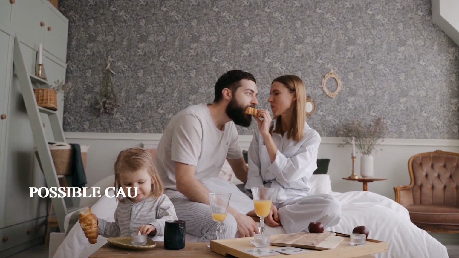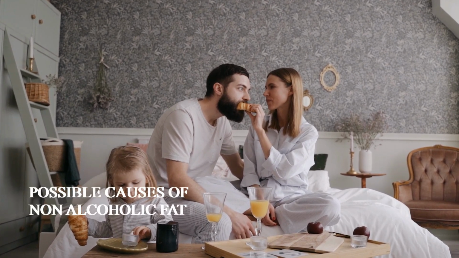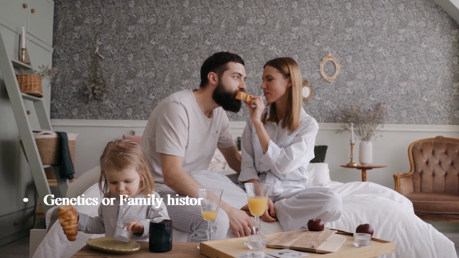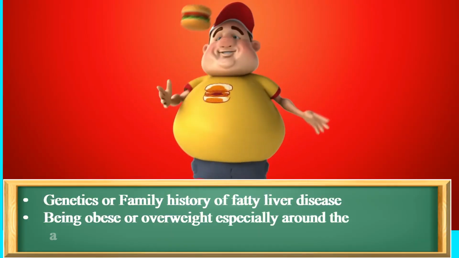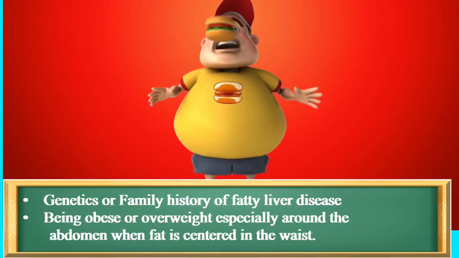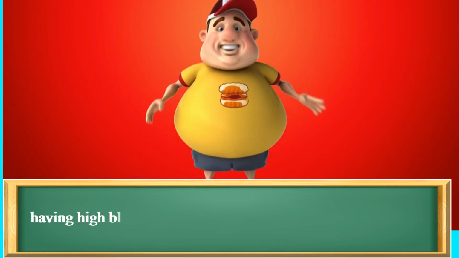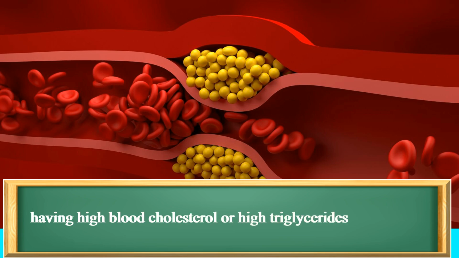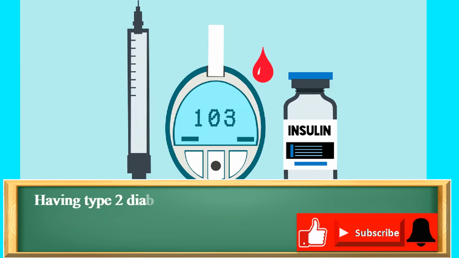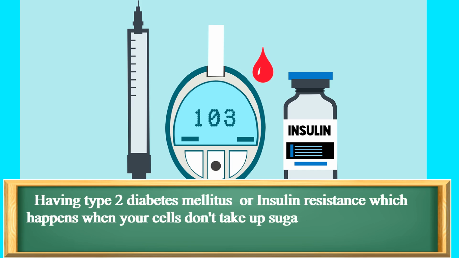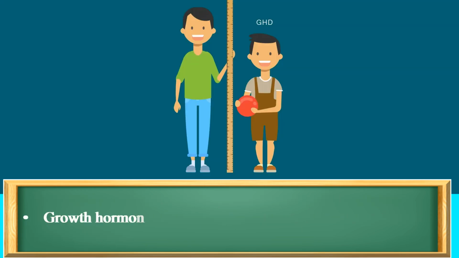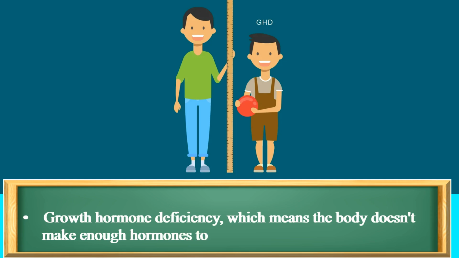Possible causes of non-alcoholic fatty liver. Genetics or family history of fatty liver disease. Being obese or overweight, especially around the abdomen, when fat is centered in the waist. Having high blood cholesterol or high triglycerides. Having type 2 diabetes mellitus or insulin resistance, which happens when your cells don't take up sugar in response to the hormone insulin. Growth hormone deficiency, which means the body doesn't make enough hormones to grow.